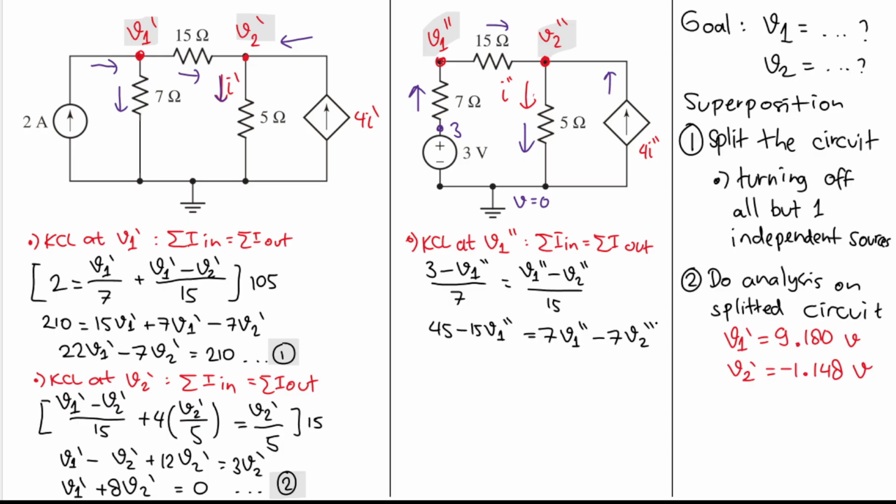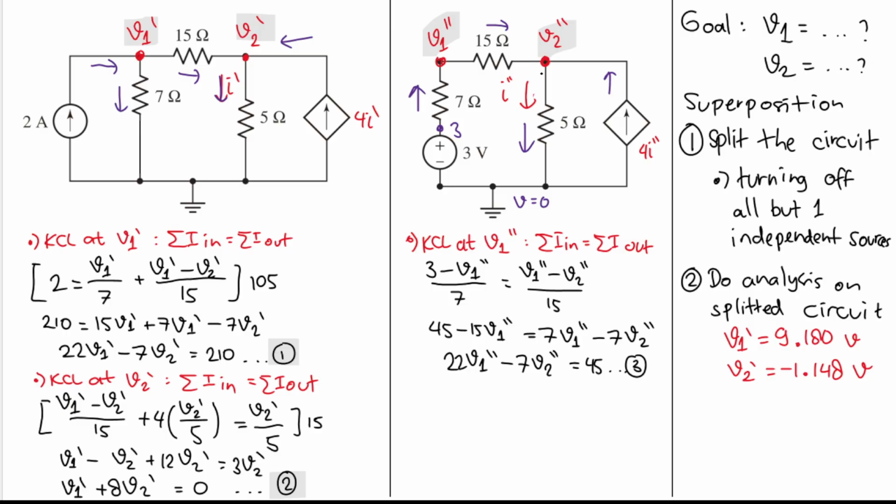So we will have 22 V1 double prime, and then minus 7 V2 double prime, and that will equal to 45. And let's have this as equation number 3 here.